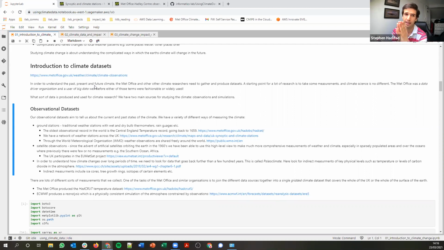So since the 1960s and the advent of artificial satellites orbiting the Earth, very quickly we started using those to take pictures of the Earth and in particular to monitor weather and climate, which is particularly useful because you get a comprehensive view over the whole Earth with a satellite view. So even where an area is sparsely populated, such as over the oceans or in cold areas or deserts, you can still get measurements from a satellite.